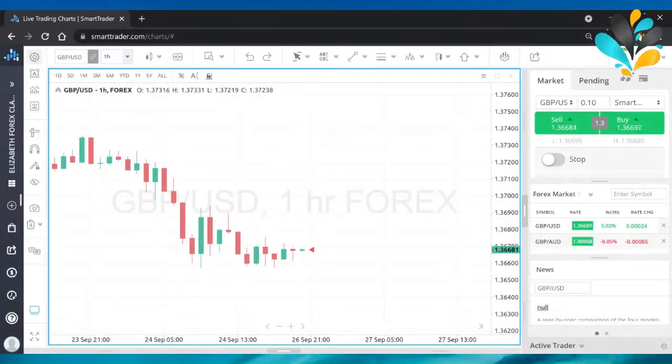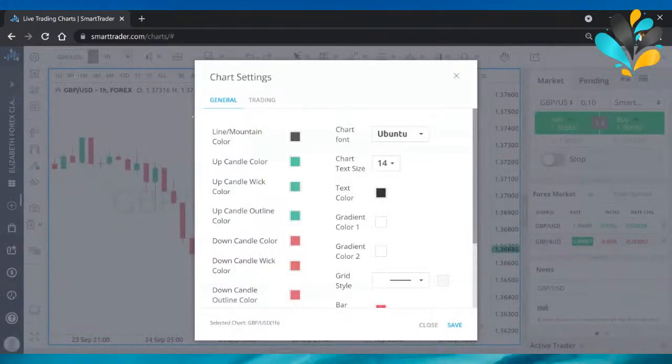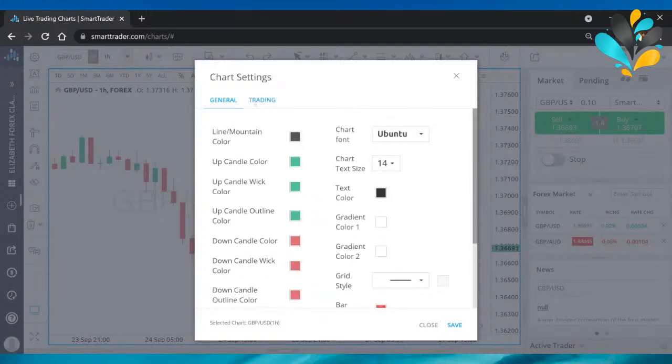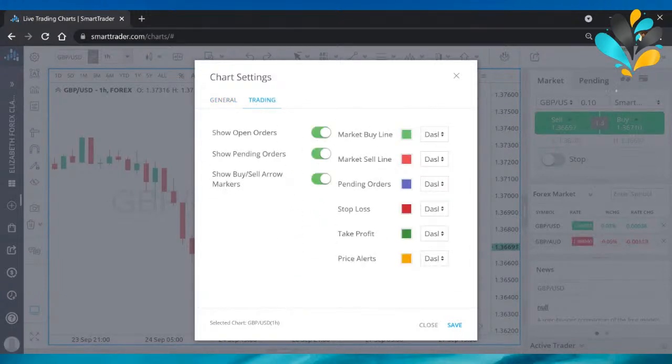I did not cover the theme settings, guys. I do apologize. So to the very top above the text icon, you have the chart settings, and this again is where you can edit the colors or edit the options that you have and the colors that appear for the trading.